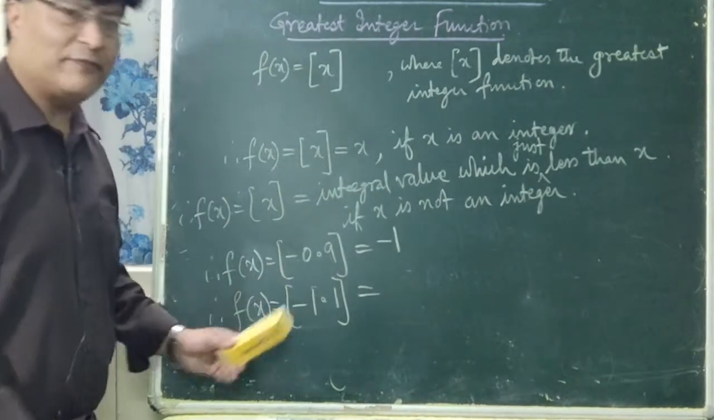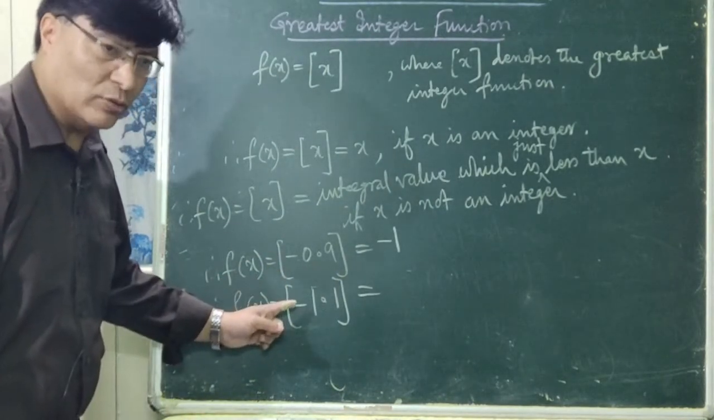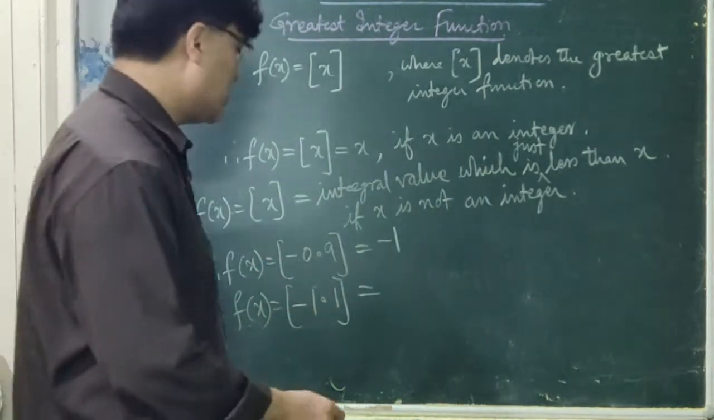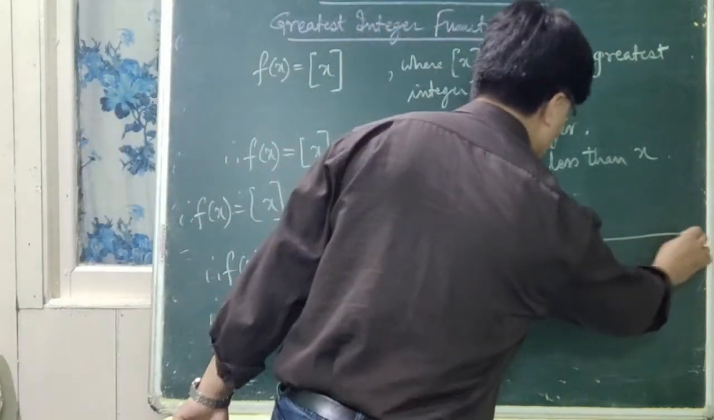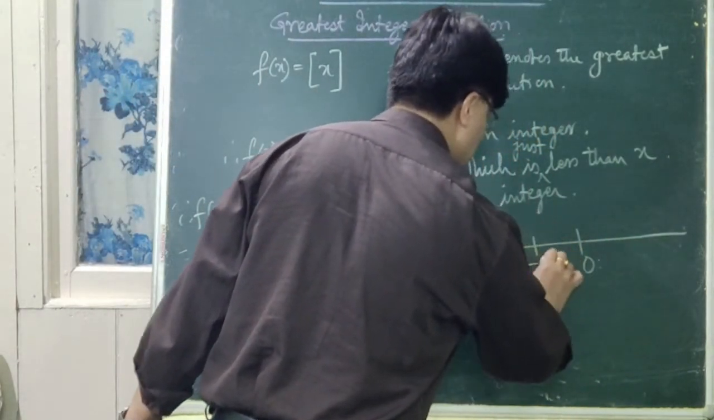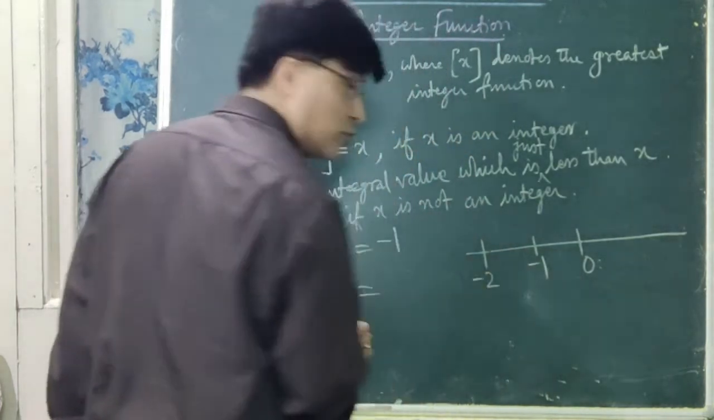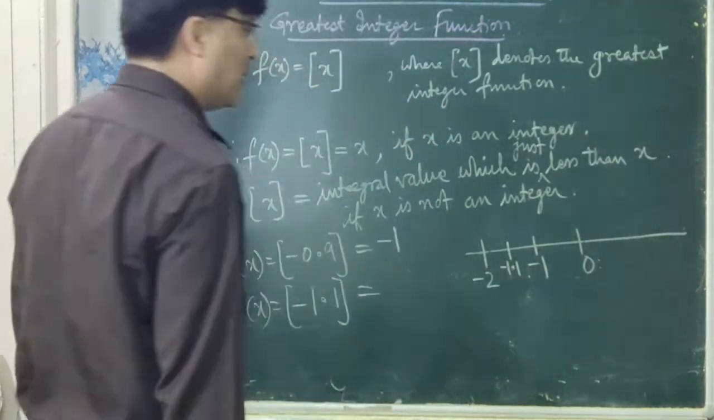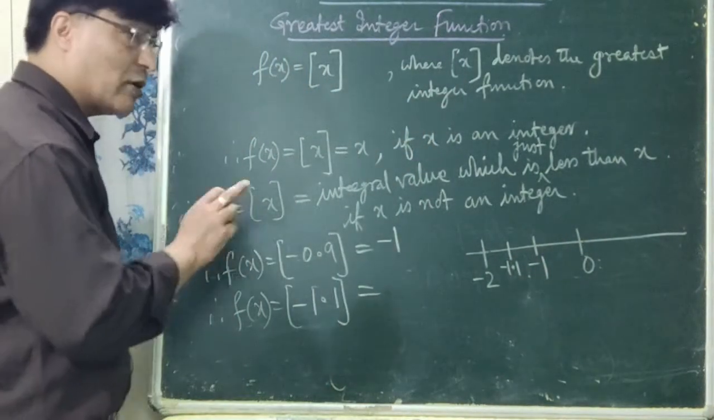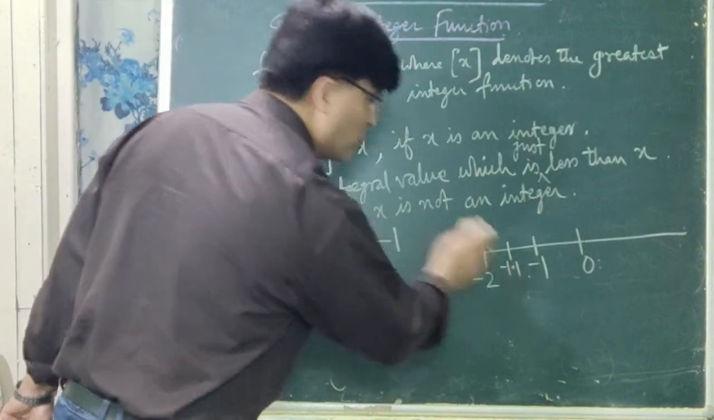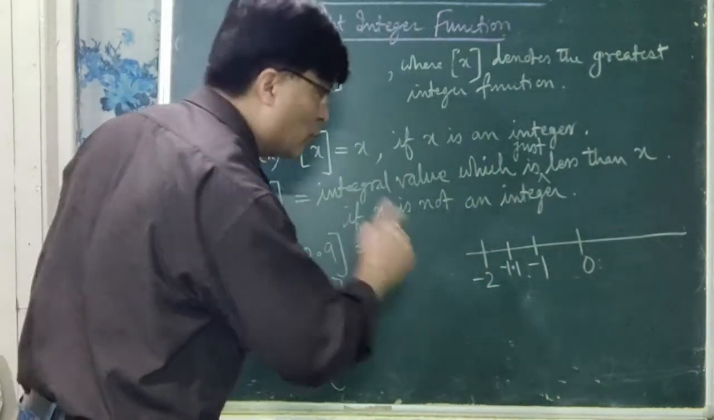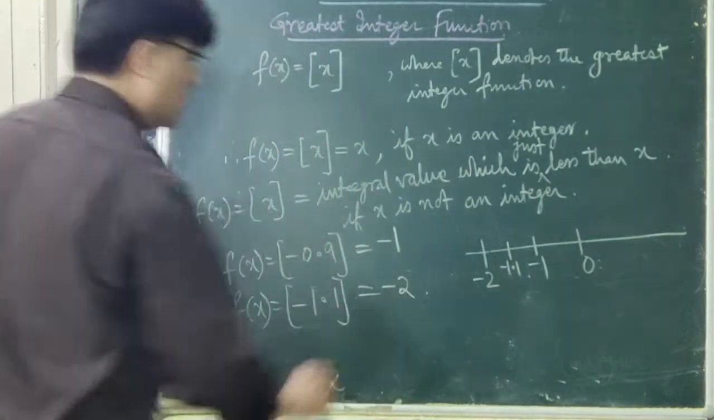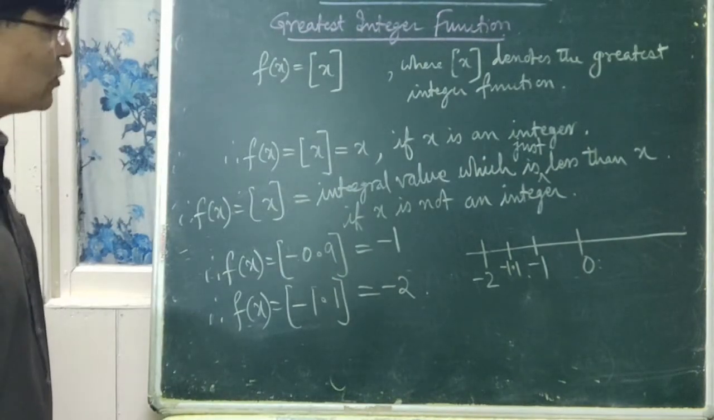So by definition, which is the integral value which is just less than minus 1.1? Like you have, this is your 0, this is your minus 1, this is your minus 2, right? And minus 1.1 lies out here. So which is the integral value here which is just less than minus 1.1? That is minus 2. So this will be equal to minus 2. Is it clear to all of you?